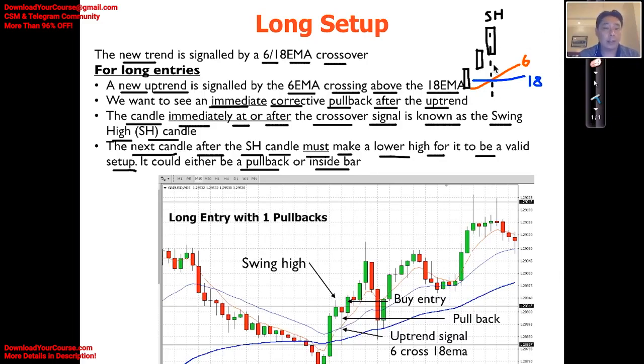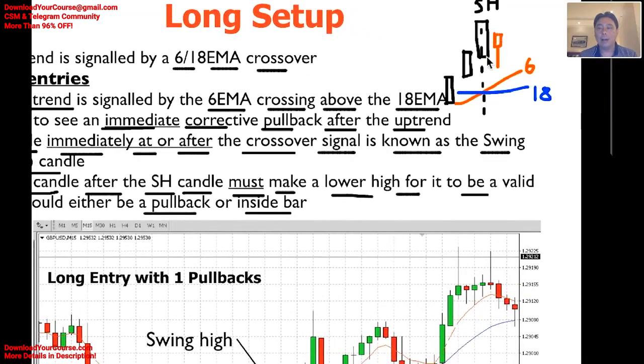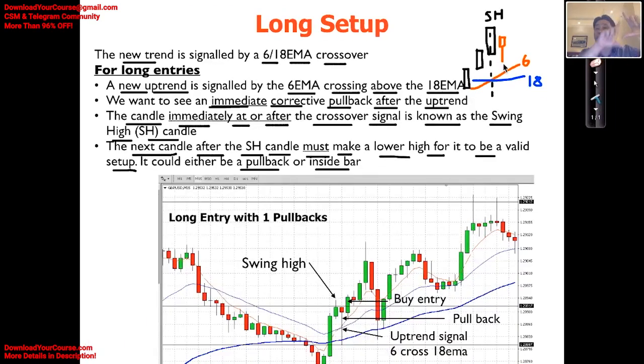And what does it say next? It says the next candle after the swing high must make a lower high for it to be a valid setup. So in other words, after this swing high appears, the next candle must make a lower high. So it could be a pullback candle, so it makes a lower high and lower low. That qualifies as a setup. In this case, it's a pullback. Remember: pullback, lower high, lower low.